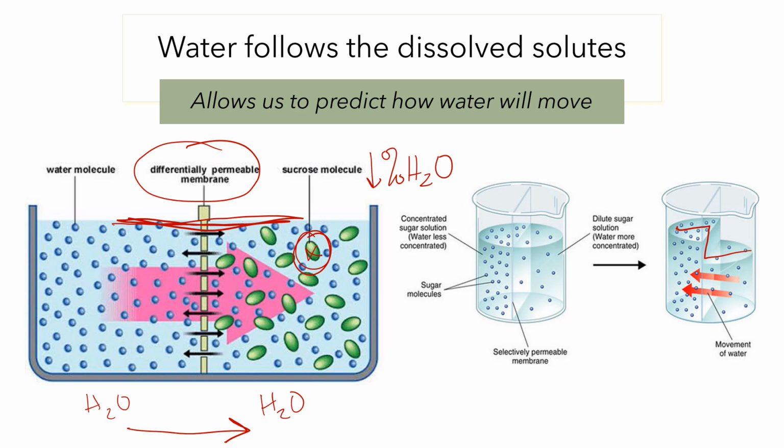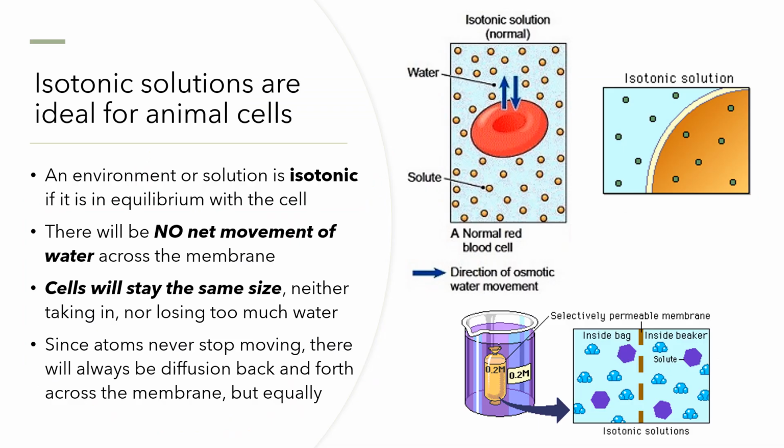So let's look a little bit more into how we can predict the way the water is going to move. Animal cells and cells that are part of multicellular organisms like to be in a state that we call an isotonic solution. They like to be isotonic. In this case, it's technically an environment where the water levels are at equilibrium on both sides of the membrane. This means there's going to be no net movement of water across the membrane. Now, the wording of that is key. There's no net movement. Net means overall movement.